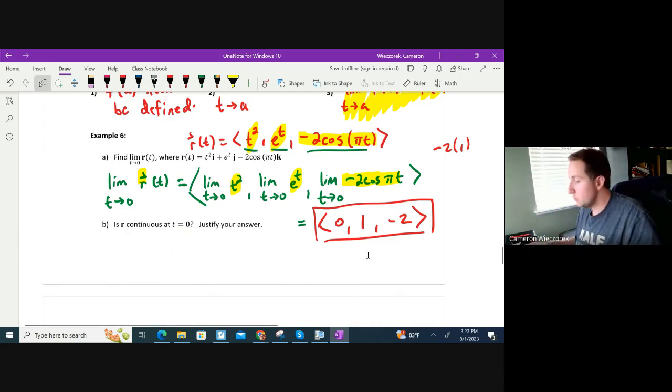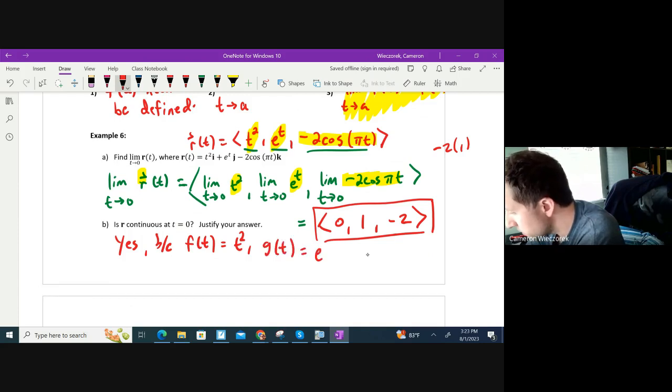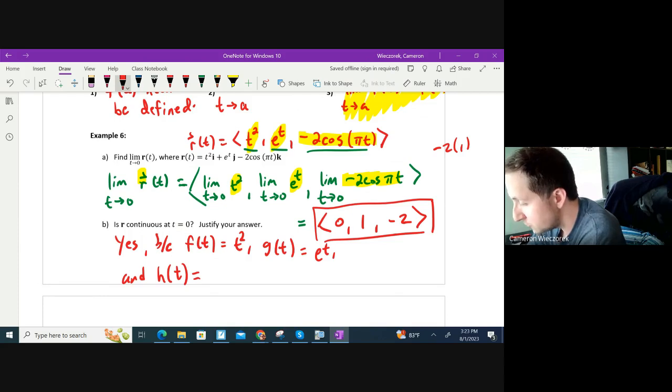Is R continuous at t equals 0? Yes, in this case. Why? Because the component functions, f of t equals t squared, g of t equals e to the t, and h of t, define your functions. Nothing in the problem named them f, g, and h, so you need to specify that.